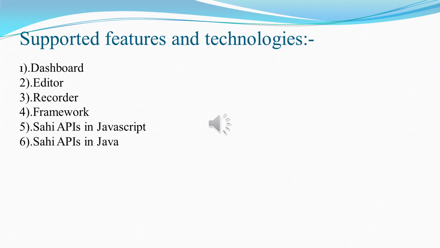So far we have discussed the main features of Sahi Pro, and here we have a few supported features of technologies. The common features are available in all editions like Sahi Pro Mobile, Sahi Pro Web, Sahi Pro Desktop and Sahi Pro SAP. Even the dashboard, editor, recorder, framework and Sahi APIs in JavaScript and Sahi API in Java. These are the supported features and technologies of Sahi Pro.